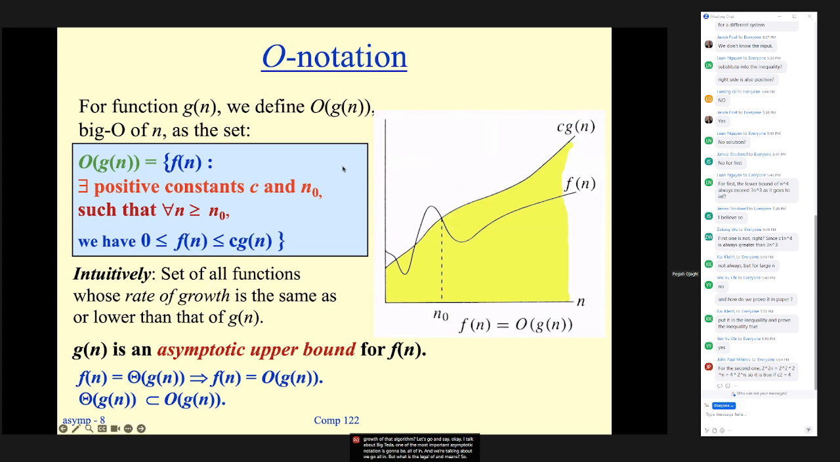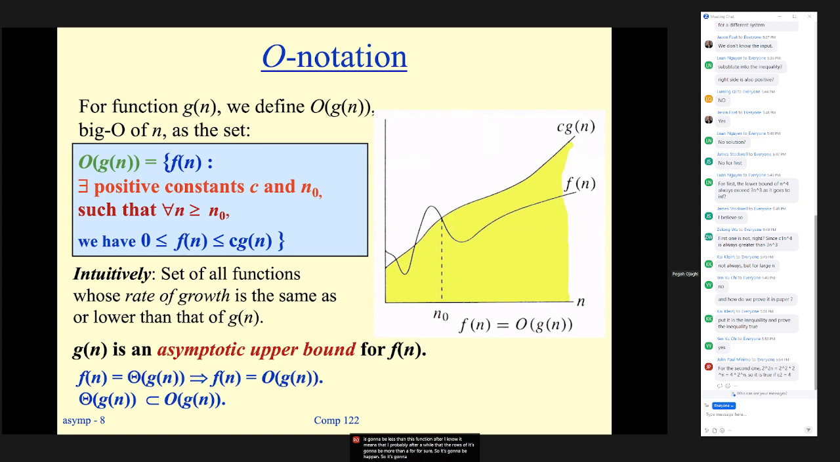For a function like g of n, we define big O of g of n to be the set of all f of n for which you can find positive constants c and n naught such that from n naught on, f of n is greater than 0 but less than c g of n. It means my function is going to be less than this function after n naught. After a while, the growth of c g of n is for sure going to be more than f of n.